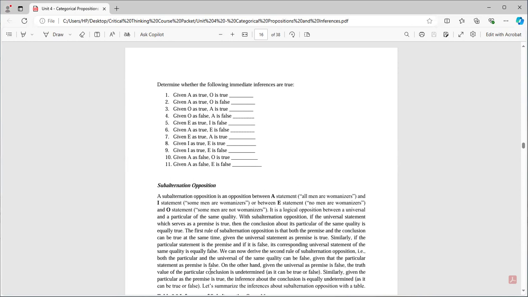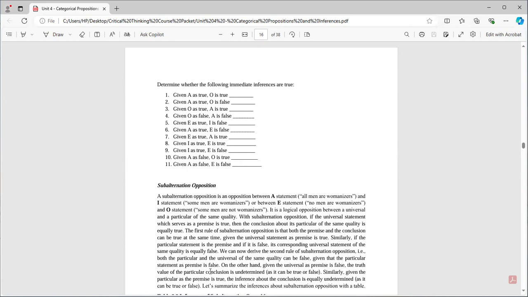Now let's move on to the analysis of subordination. Subordination, we have a universal and a particular of the same quality. So if the universal is affirmative, the particular is affirmative. If the universal is negative, the particular is negative. So all men are womanizers. If it is true, then if I see any group of men or even one man, then I'll say he's also a womanizer.